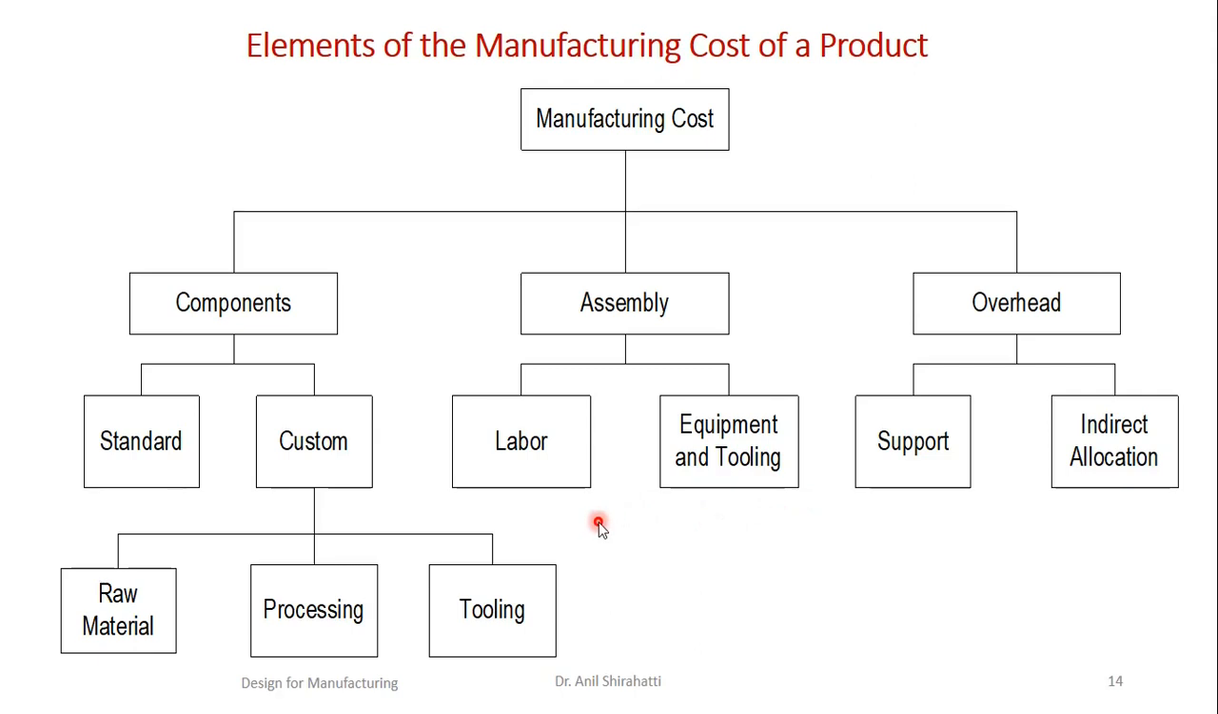Next is the overhead. Overhead includes supporting staff and indirect allocation. If your component manufacturing and assembly is very simple, the number of supervisors needed will be less, so indirectly the overhead cost will keep reducing. Additionally, if your design is very simple, you don't need high-end equipment to measure at every stage whether your assembly is correct or not.